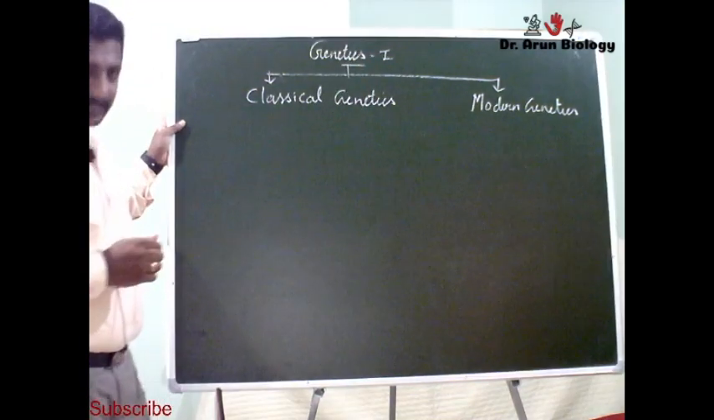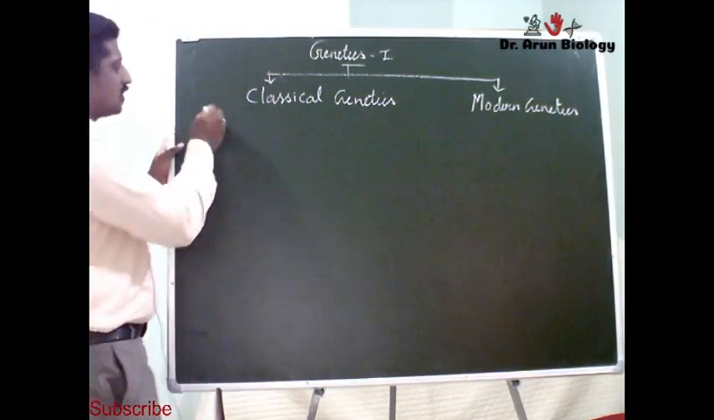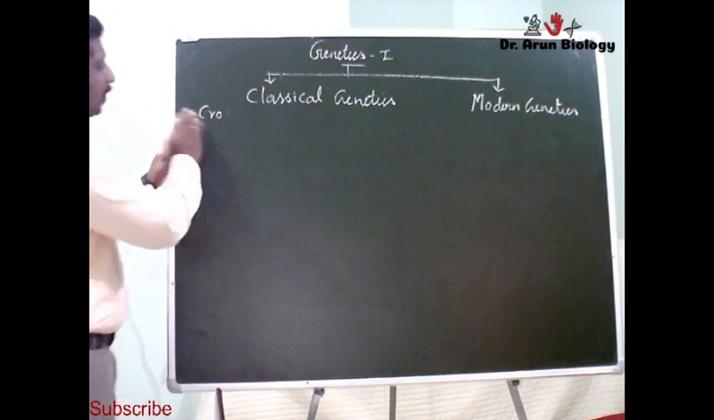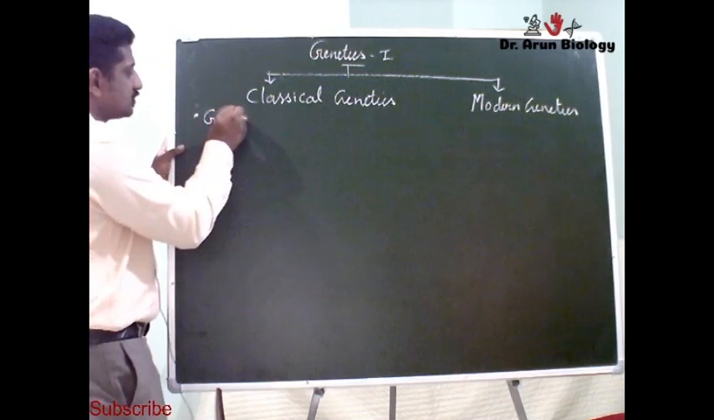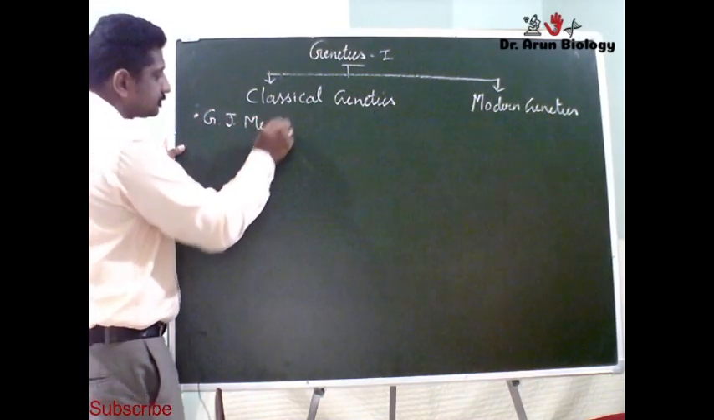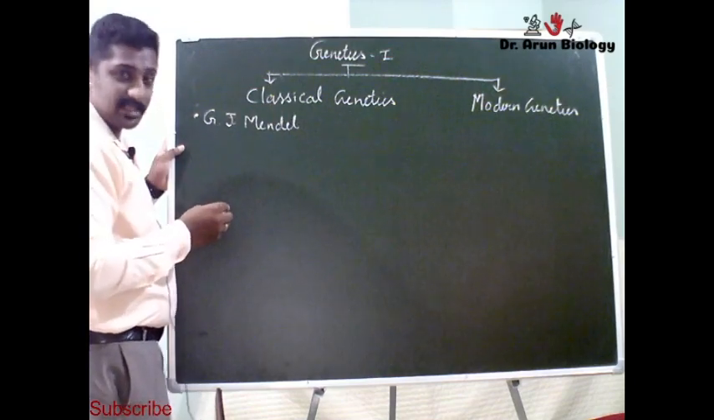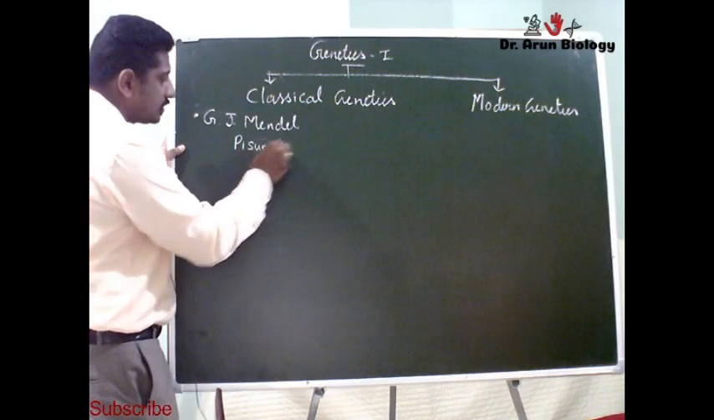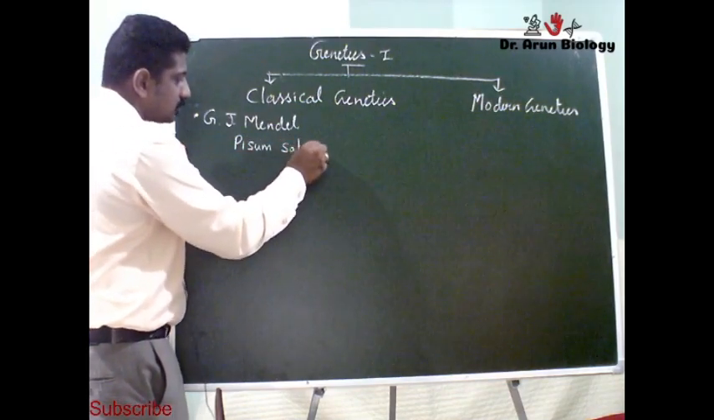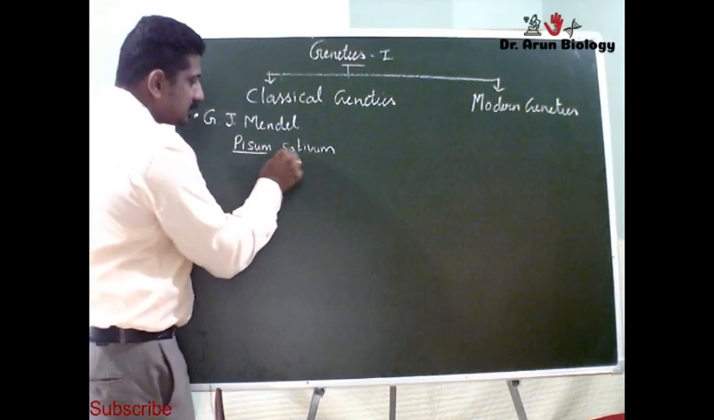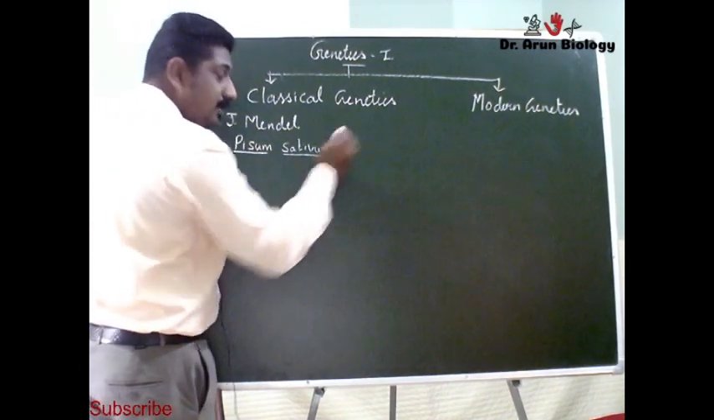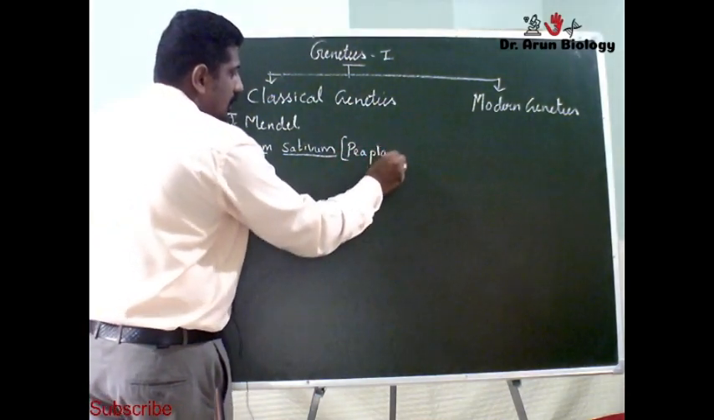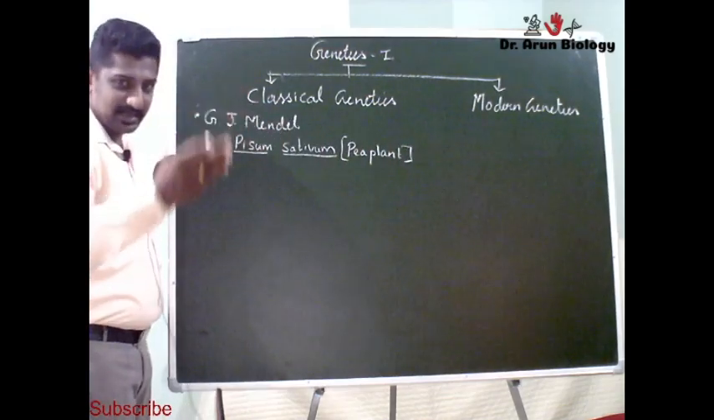So the first thing is classical genetics. In classical genetics, we are going to discuss a small cross, and here we have an important person called Gregor Johann Mendel. He was working with an experimental plant. The experimental plant is Pisum sativum. You have to underline the genus and the species. The common name for Pisum sativum is garden pea plant. And why he has taken it will be dealt with in the next session.